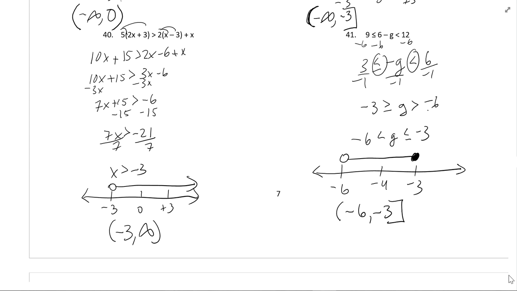All right, let's go ahead and take a look at the last page of our notes here. Okay, so let's go ahead and try number 42. 42 has an or in it, which means that now I'm going to have to write two intervals. It's going to be this one or this one. So let's go ahead and see what that would look like. So first, I'm going to get x by itself. I'm going to multiply 2 to both sides. So here I'm going to get x is less than or equal to negative 4. Or here, when I add 4 to both sides, I get x is greater than 1.